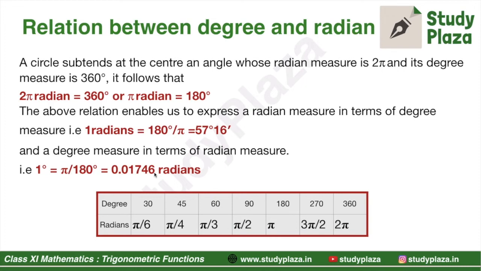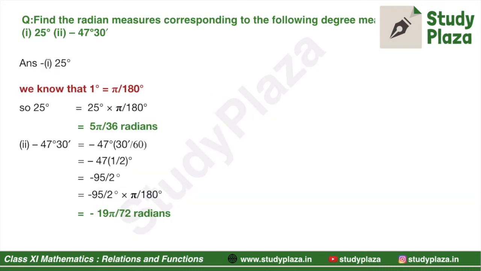is equal to 0.01746 radians. There are some of the degrees which are written in radians, like 30 degree is written as pi by 6 radians, 45 is written as pi by 4 radians, 60 as pi by 3 radians, 90 as pi by 2 radians, 180 as pi radians, 270 as 3 pi by 2 radians, 360 as 2 pi radians. Hope you have understood this concept nicely and clearly.